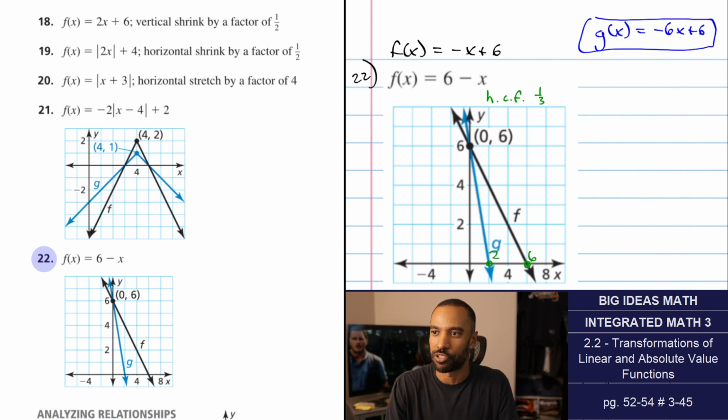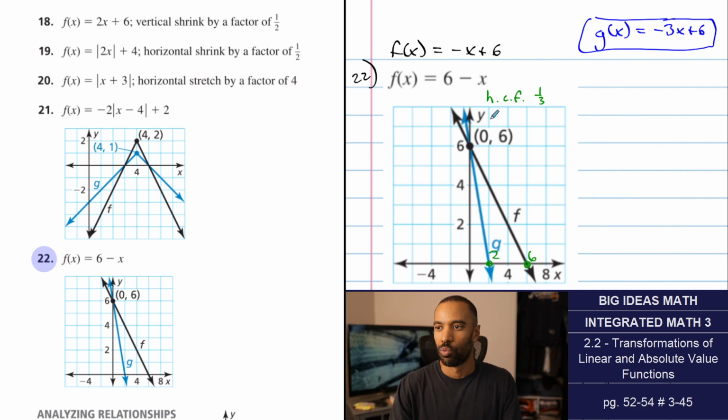So horizontal compression by a factor of 1/3. Oh, then that's not a negative 6, actually. What is that? That's down 6 over 2. So that's negative 3. That's right. Anywho, what were we talking about? Horizontal compression by a factor of 1/3.